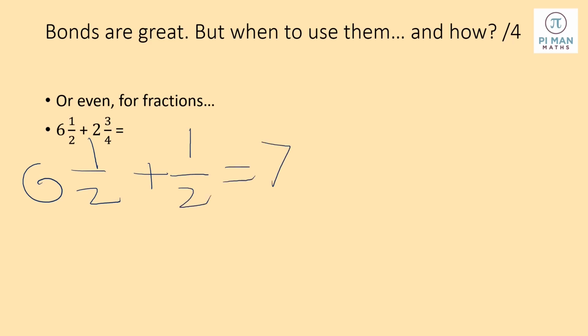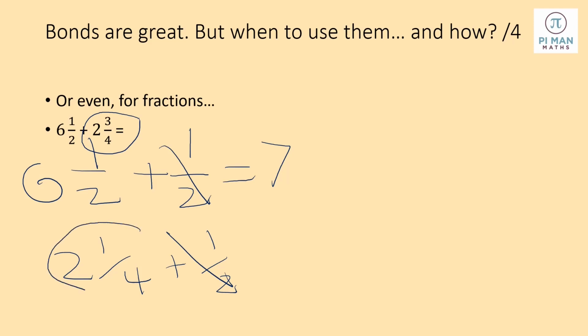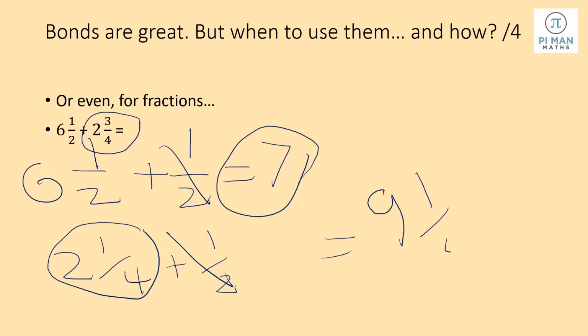Okay, but where's this half come from? Well, it's got to have come from here, from 2 3/4. Well, 2 3/4 is actually 2 1/4 plus this half that we've used. So we've used the half, which is there, look. So we've got 2 1/4 to add to our 7, which gives us our answer of 9 1/4. There you go. That's how powerful number bonds are.